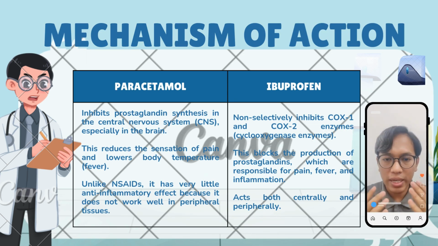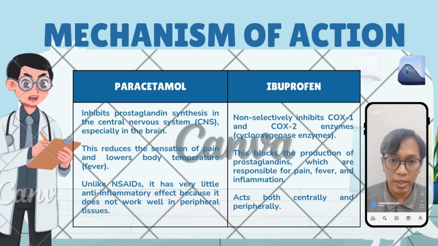Third part is mechanism of action. For paracetamol, it inhibits prostaglandin synthesis in the central nervous system, CNS, especially in the brain. This reduces the sensation of pain and lowers body temperature. Unlike NSAID, it has very little anti-inflammatory effect because it does not work well in peripheral tissues.